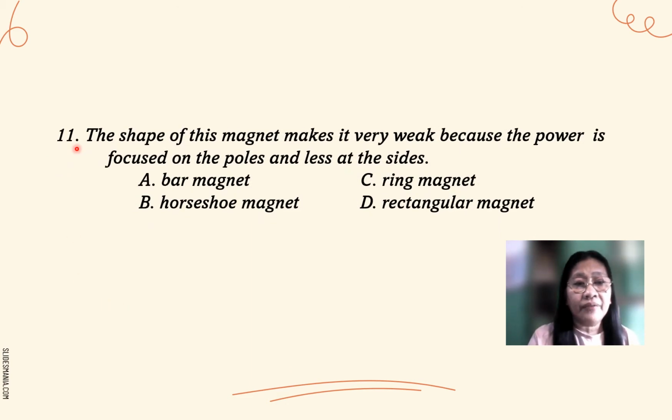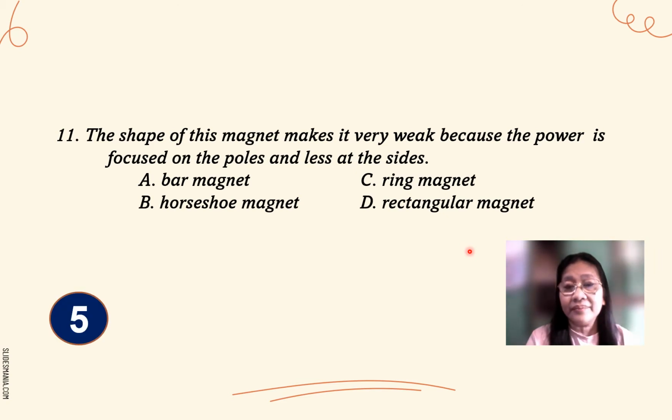Question number 11. The shape of this magnet makes it very weak because the power is focused on the poles and less at the sides. A. Bar magnet. B. Horseshoe magnet. C. Ring magnet. D. Rectangular magnet. The answer is bar magnet.